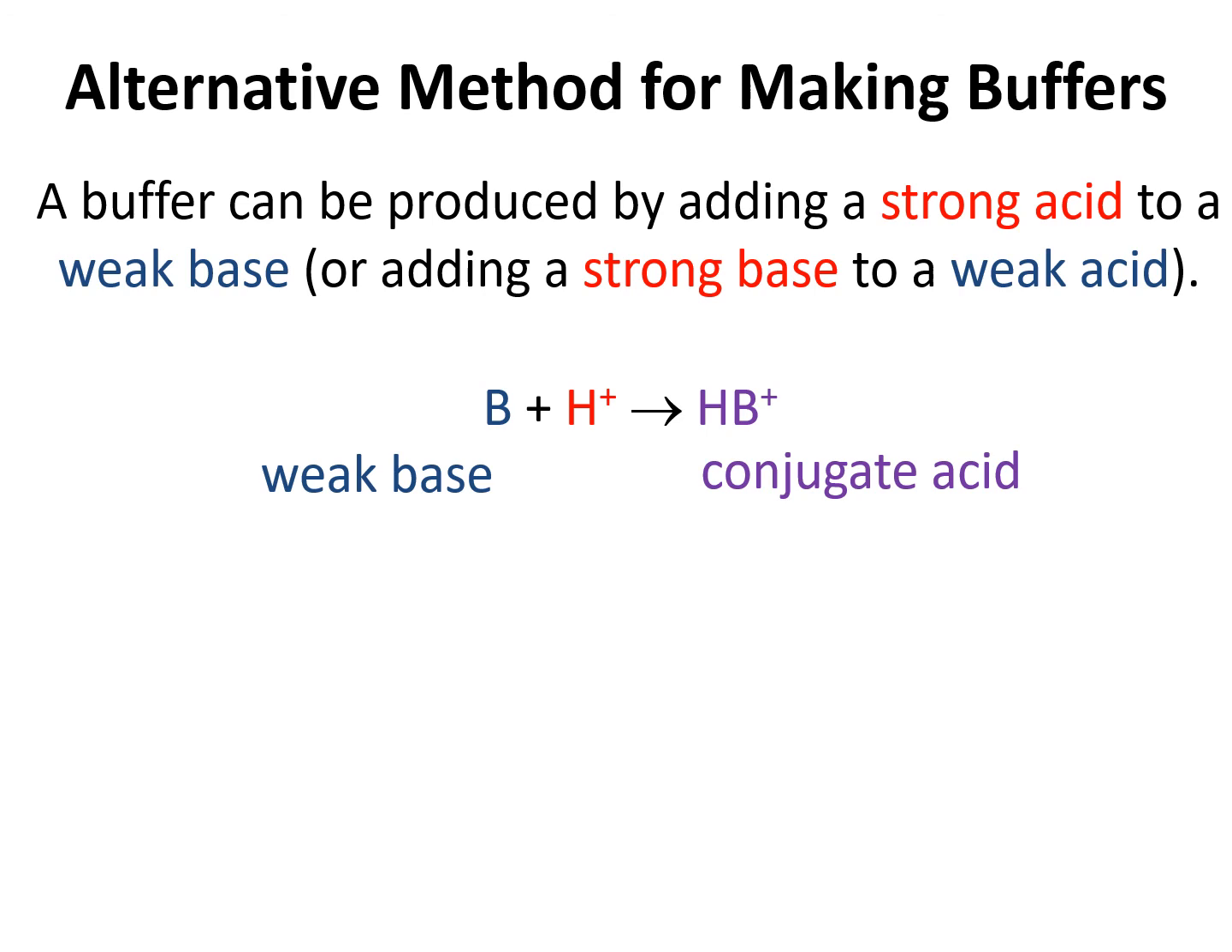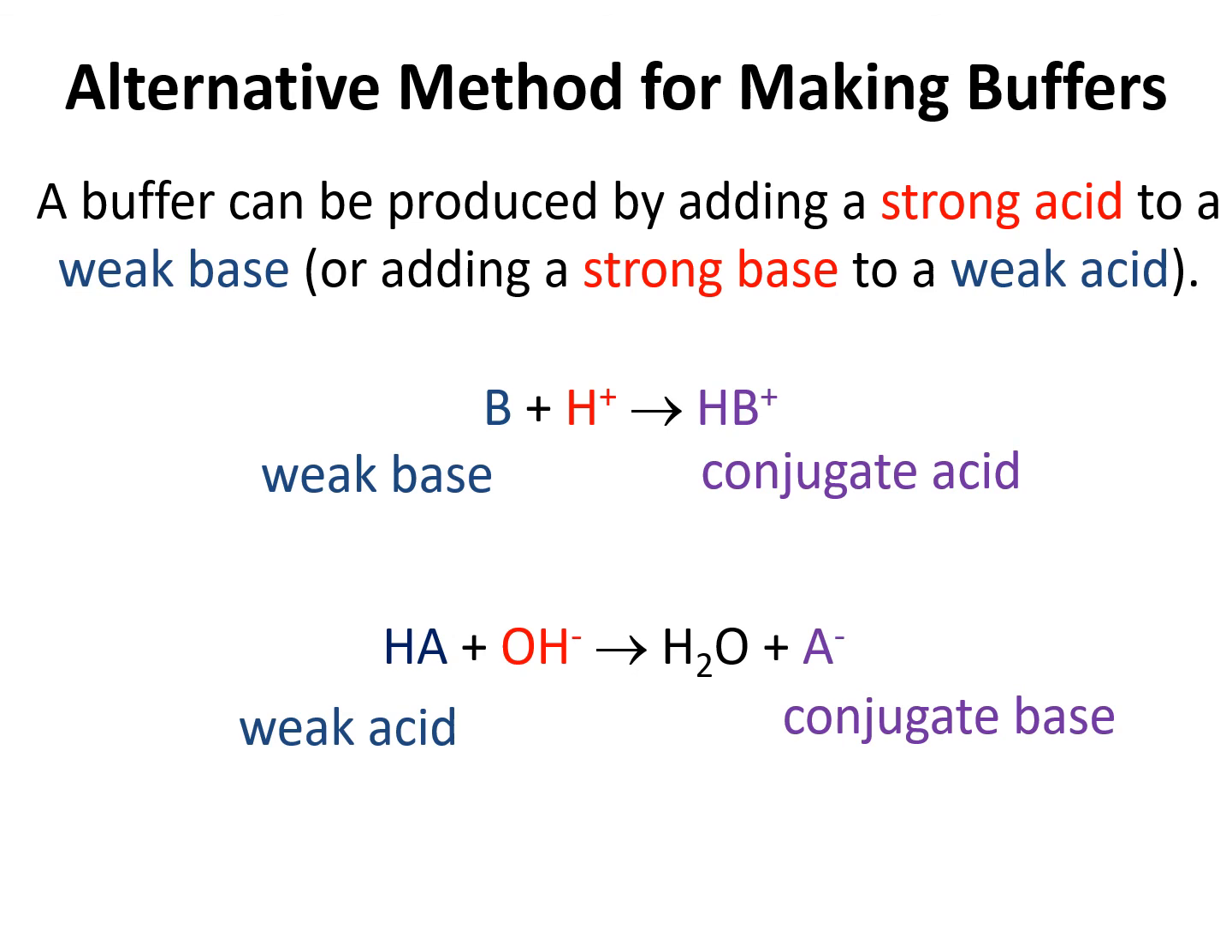Same goes if I flip these, right? So if I have a weak acid and I add a strong base to it, yes, I'm going to make water, but I'm also going to make its conjugate base. So I can start with a weak acid, end up with its conjugate base. Both of these are our scenarios for when we could have a buffer.